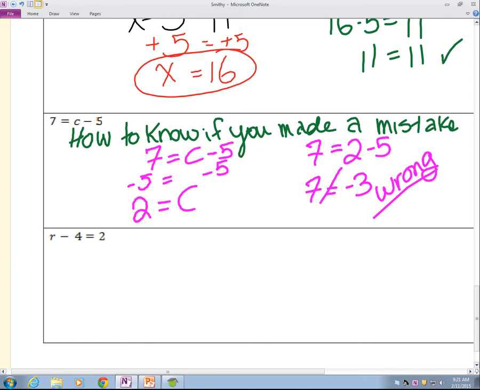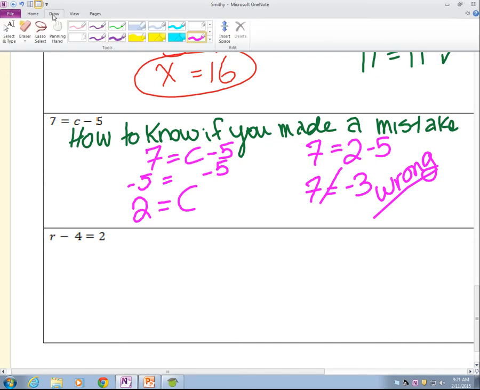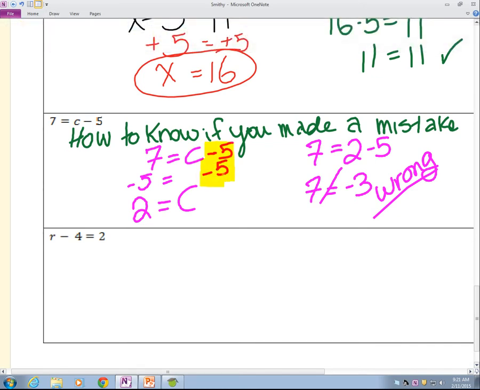All right. So you see why it's important to check your work? This little mistake right there, that will happen. But by checking your work, you can avoid mistakes like that.